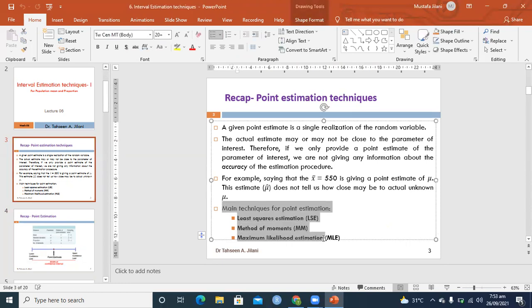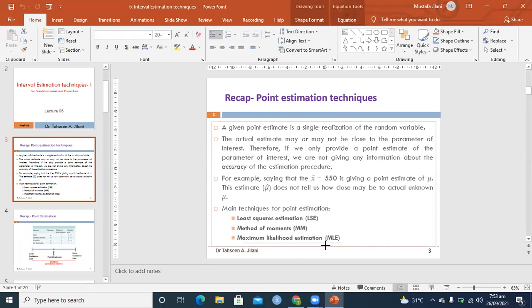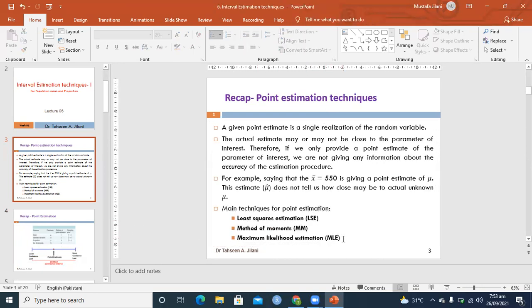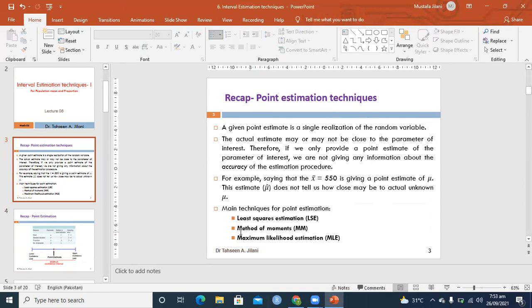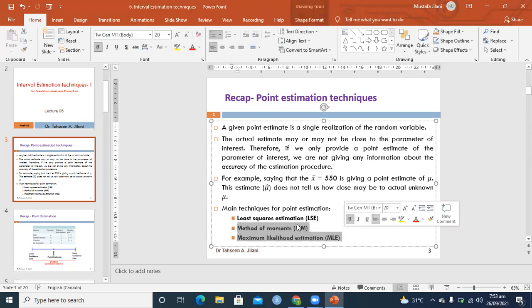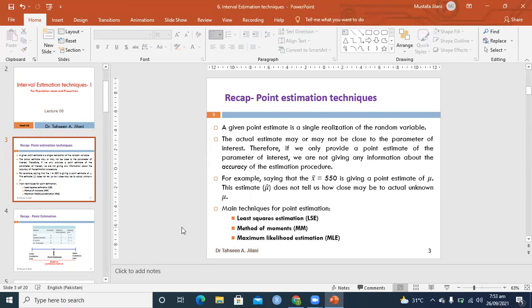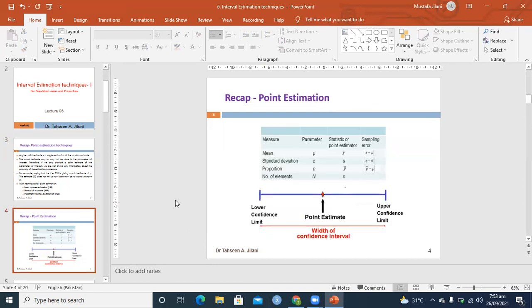Even then, there are very famous methods of point estimation. There are three main methods at the undergraduate level. These are method of least square estimation, which we will have a basic understanding of in the regression modeling, and maximum likelihood estimation, where we will do the mathematics in our statistics course. Therefore we will cover two of these in separate classes, and one in the regression modeling. So this is a recap.